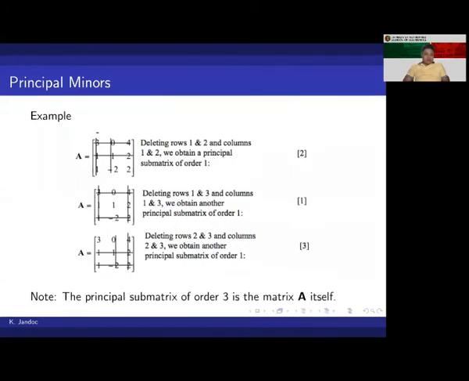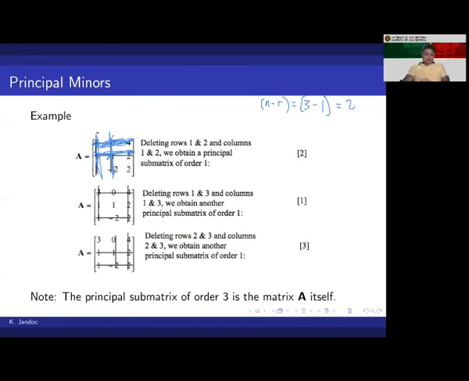Now let's get the principal submatrices of order 1. In this case, you'll delete n minus r, which is 3 minus 1, so 2 rows and 2 columns of the same numbers. The first case is when we delete row 1 and row 2. That's the two rows, but we also must delete the same numbered columns. So if we delete row 1 and row 2, we must delete column 1 and column 2.